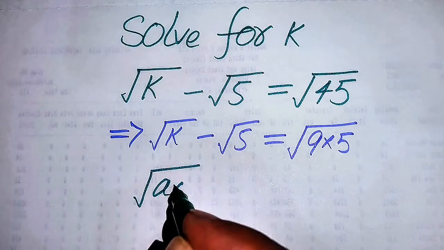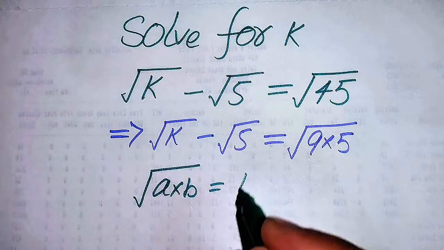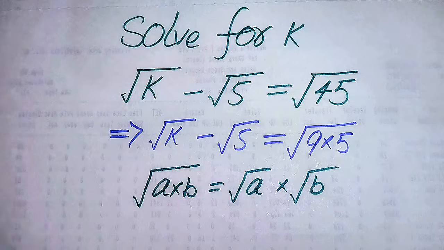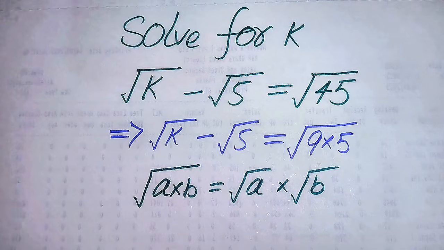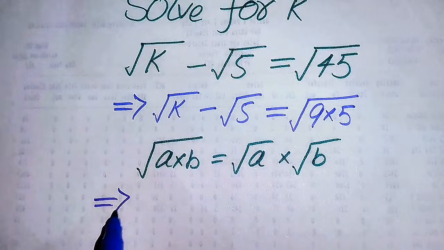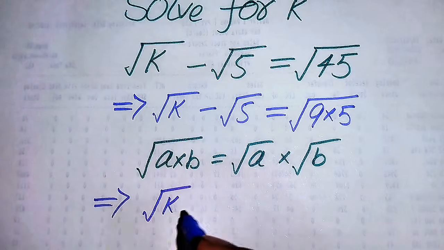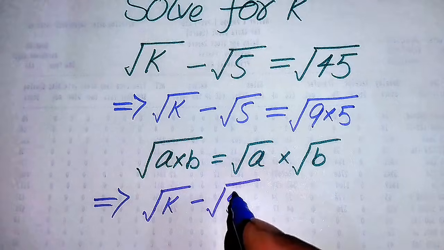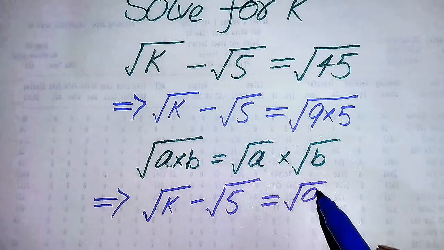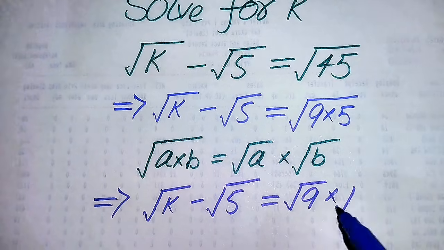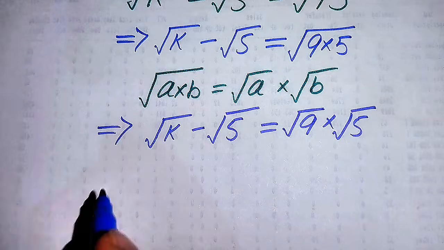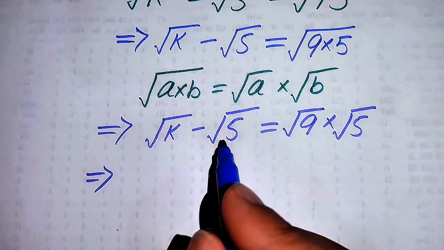If we have inside the square root a multiplied by b, it will be written as square root of a multiplied by square root of b. It means that we can apply square root separately on both of these two values. So here we have square root of k minus square root of 5 is equal to, when we apply square root on both of these two terms, square root of 9 multiplied by square root of 5.